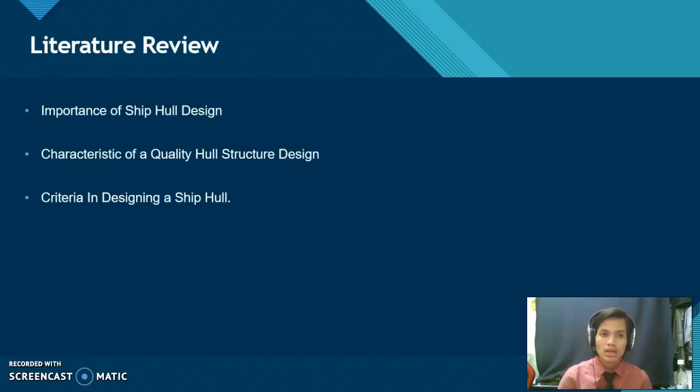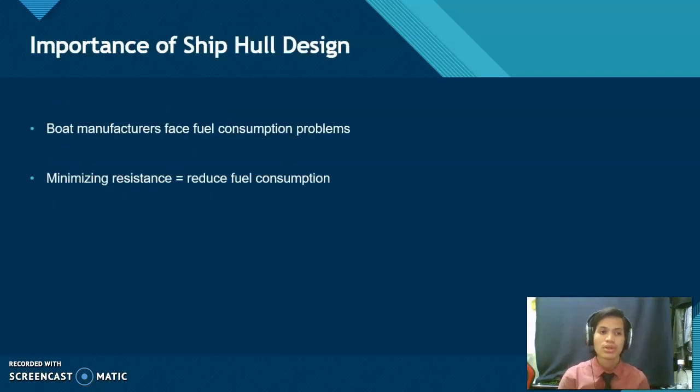A few pieces of information and data have been collected through literature review. There are 3 points that have been focused on. The first one is the importance of the ship hull design, the second one is the characteristic of a quality hull structure design, and the third one is the criteria in designing a ship hull. Let's move on to the first point, importance of a ship hull design.